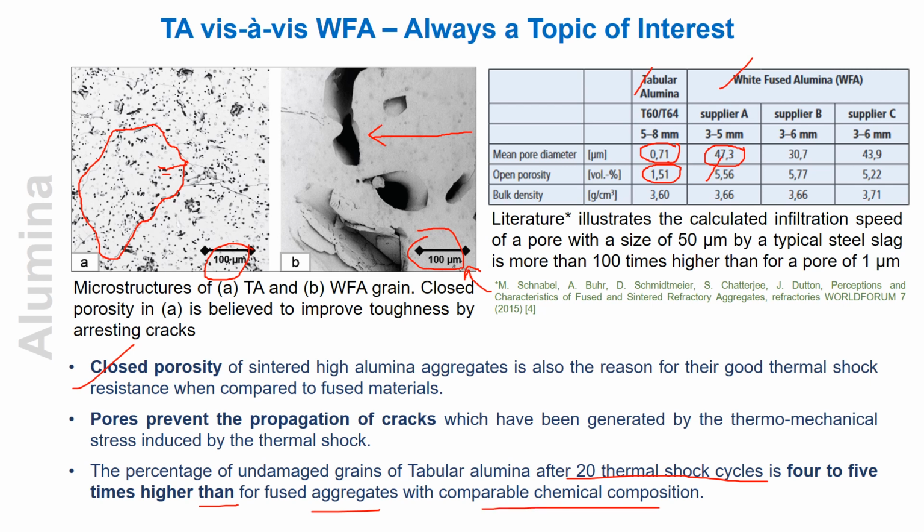A recent literature illustrates the calculated infiltration speed of a pore with a size of 50 micron. Here we can see this is the range of 30 to 40 in case of WFA. These are the sizes. For a typical steel slag, the speed is more than 100 times higher than for a pore of 1 micron. Here it is near to 4 micron. So, it is quite obvious the degree and rate of corrosion of WFA is more compared to TA. Despite such advantages, high crystal size may exhibit high corrosion resistance.